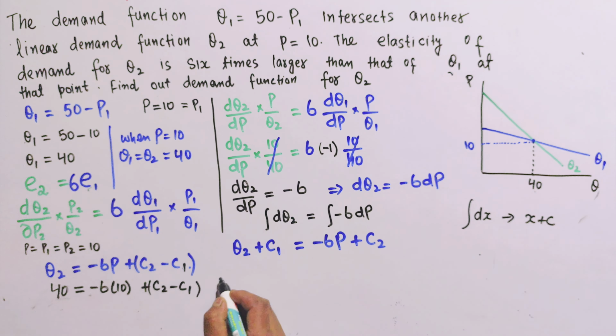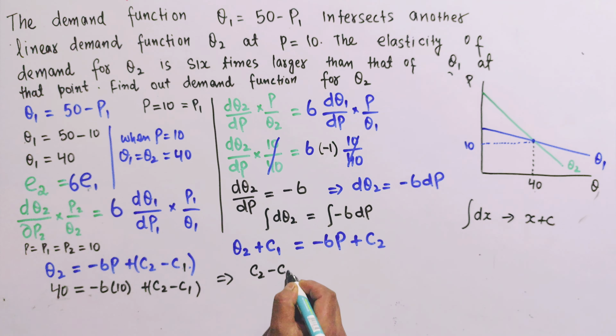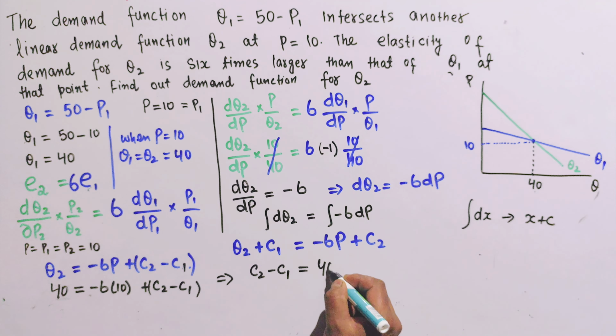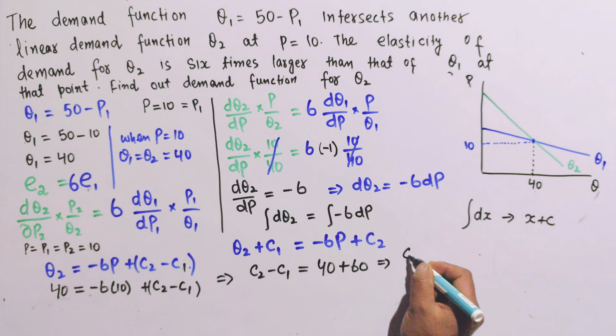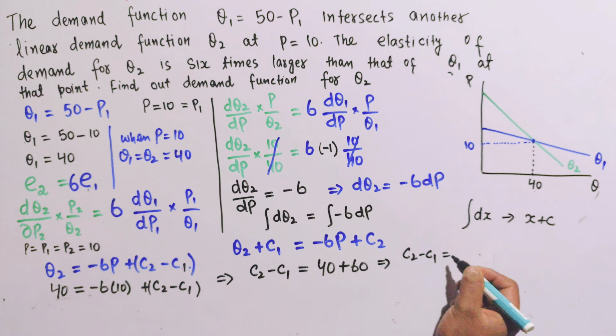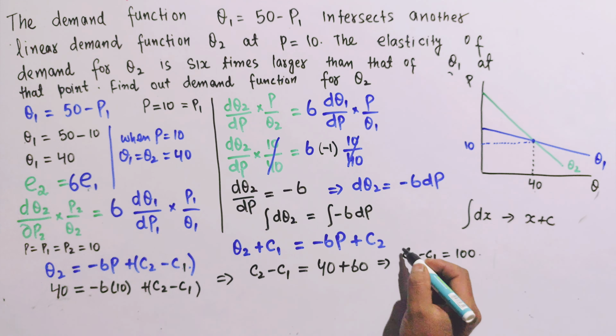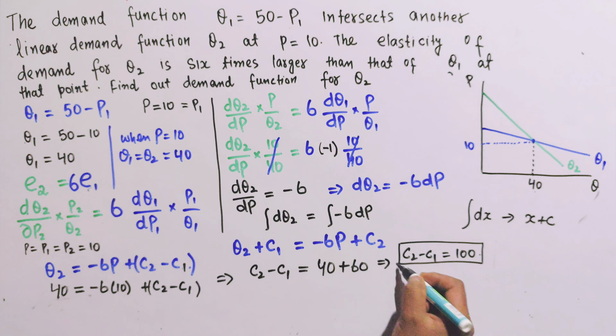Which implies c2 minus c1 will be equal to, transposing this, minus 6 into 10 is minus 60, transposing it, it will become plus 60, which implies c2 minus c1 is equal to 100. So we got the value of c2 minus c1 is equal to 100.